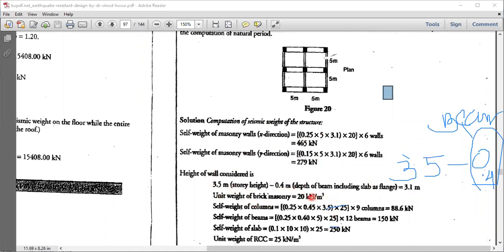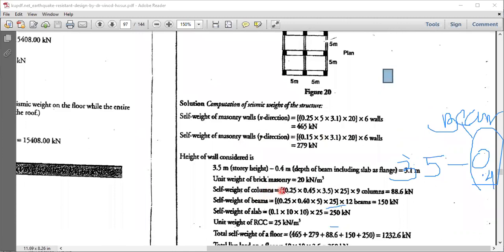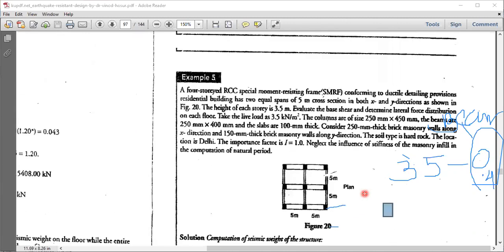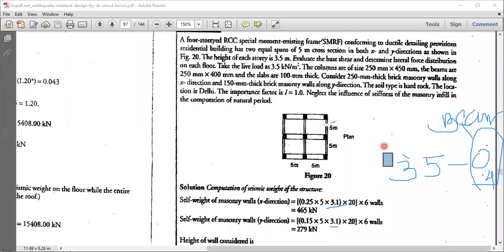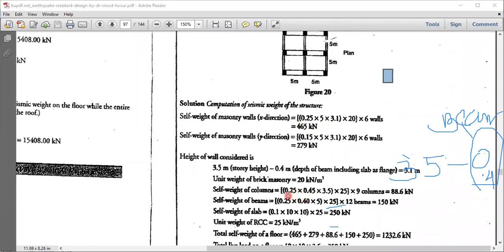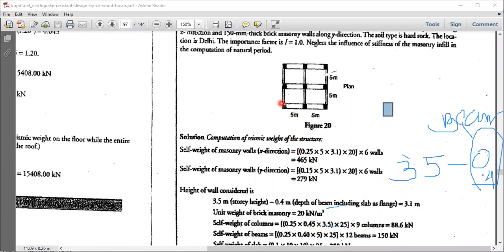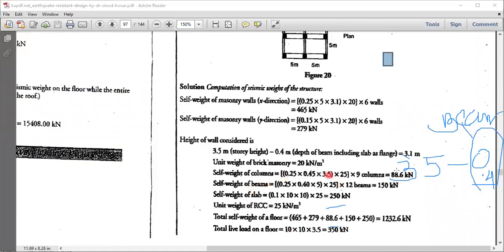Unit weight of masonry is 20. Then self weight of the columns. Now for columns also I'll have length into breadth into height into its density into number of columns. What is the column size given here? It is 250 by 450. So 0.25 into 0.45 into total height is 3.5 into 25 is the density. Such 9 columns: 1, 2, 3, 4, 5, 6, 7, 8, 9. 9 columns shall get the self weight of the columns.